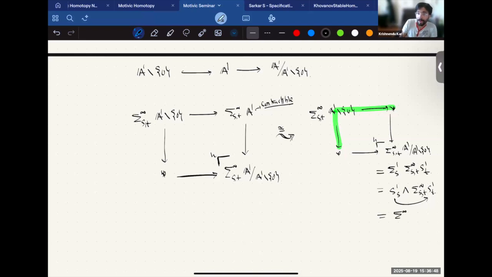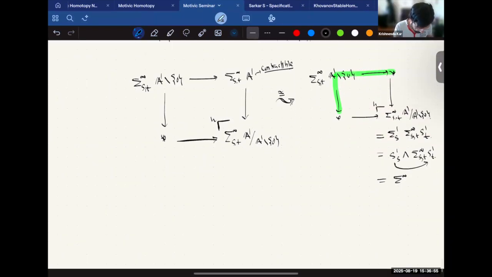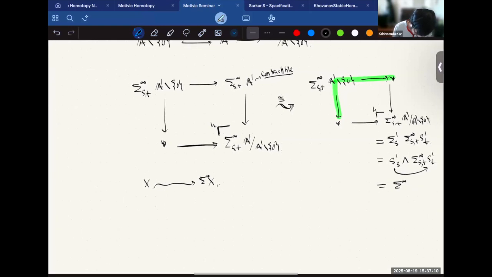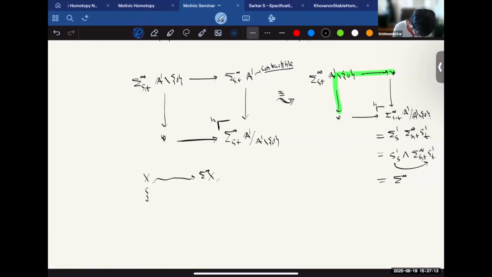So how should you think about it? Forget about this bispectrum thing. Think about your normal spectra. From a topological space X, nothing, no bispectra is involved, just a normal space, you can always build a spectrum, your suspension spectrum, or you can think of applying the suspension, and then take it and then suspend it.